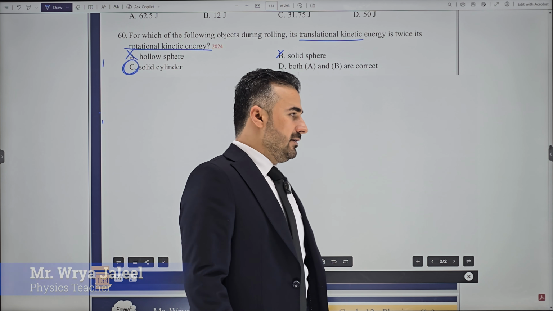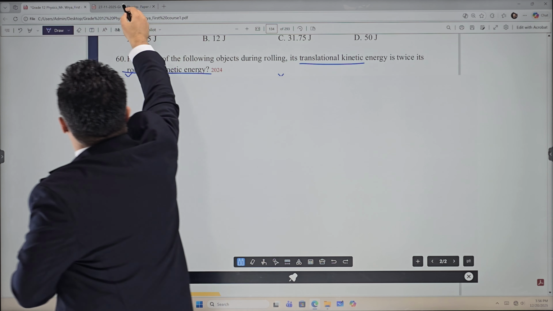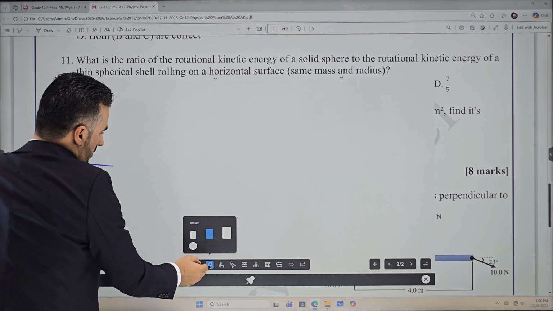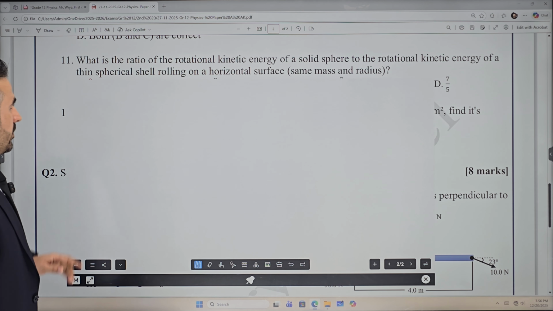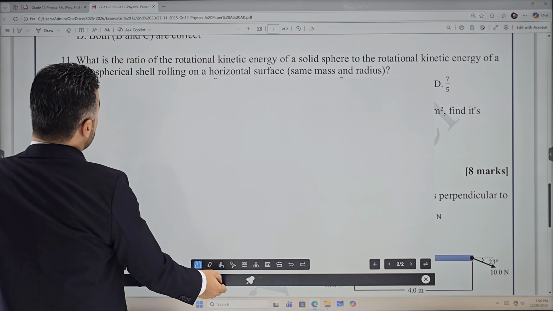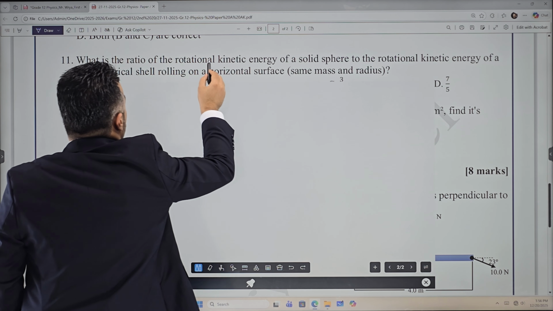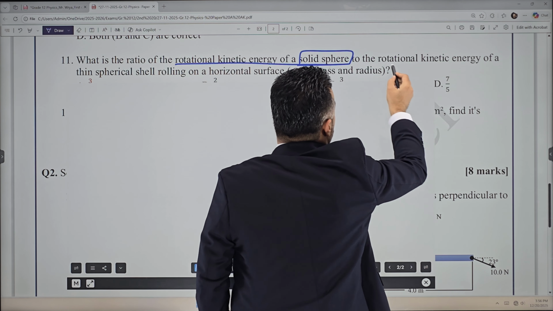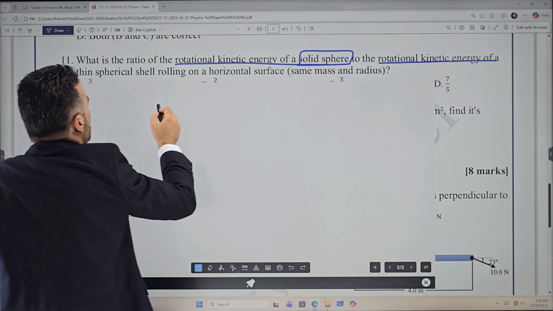What do I mean by this? I need you to pay attention at this point here. I have a question like this one here. Let's just hide the answer. Take a look at this one. This is also a new idea. It says, what is the ratio of the rotational kinetic energy? Watch this. Of what? Of the rotational kinetic energy. So here's one. Of the rotational kinetic energy, but of a solid sphere to the rotational kinetic energy of a thin spherical shell.